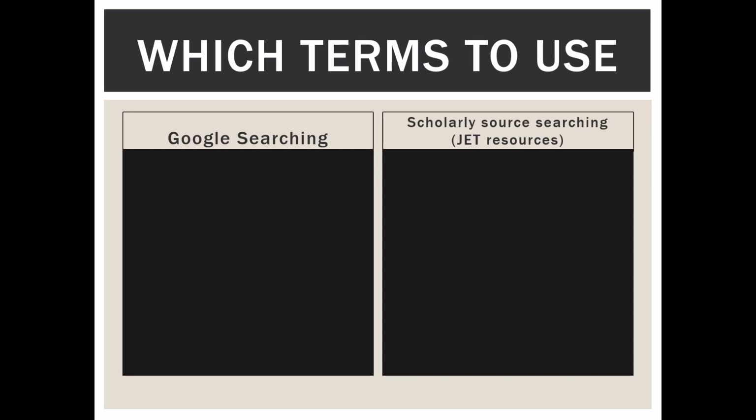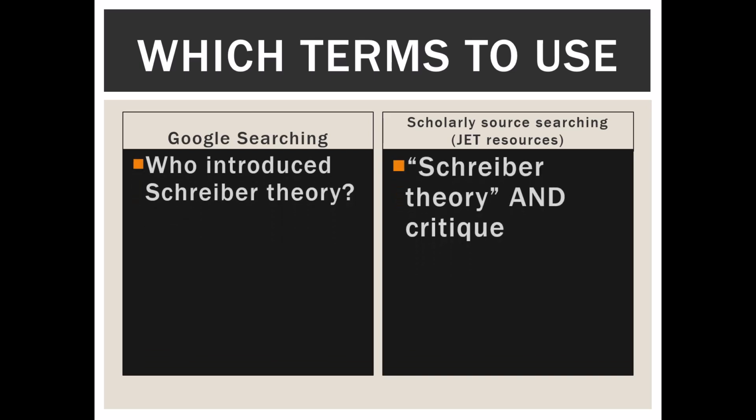In Google, you could just ask a question. You could just say, who introduced the Schreiber theory? And you'll get results. Whether they're good results or not, that depends, but you'll get something. In fact, you'll get millions of results, probably too many.